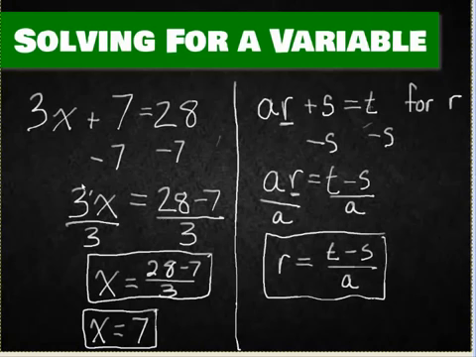The process that we used to solve it, to get the R by itself, was the exact same process that we used to solve our regular equation, except we didn't actually do the work. We just wrote down the problem as we went. That's how simple solving for a variable can be. Let me do a couple more examples just to make sure you get the hang of it.